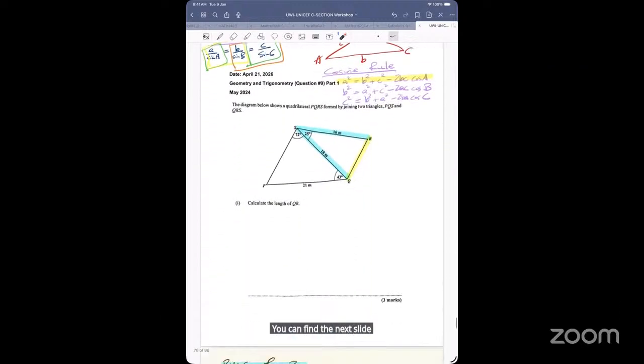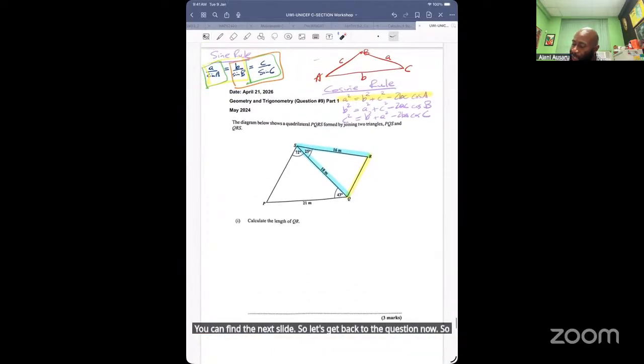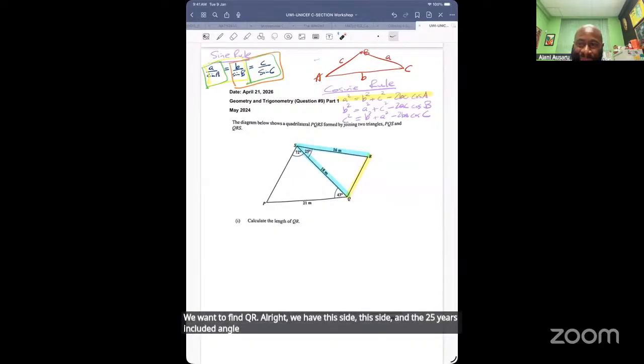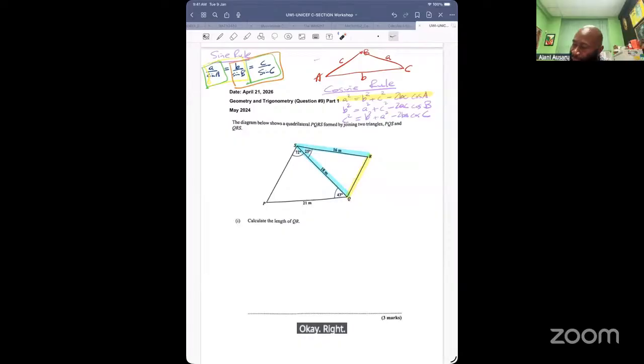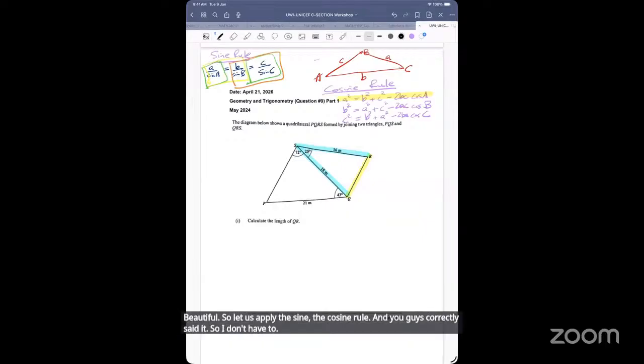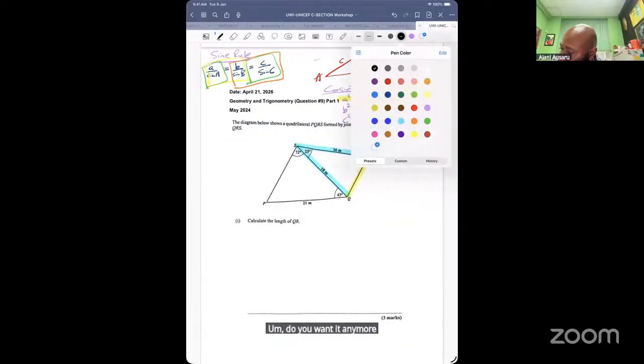So let's get back to the question now. The question was, we want to find QR. And we have this side, and the 25 is the included angle, right or wrong? Right. Beautiful. So let us apply the cosine rule, and you guys correctly said it, so I don't have to drill on it anymore because you spotted it early.